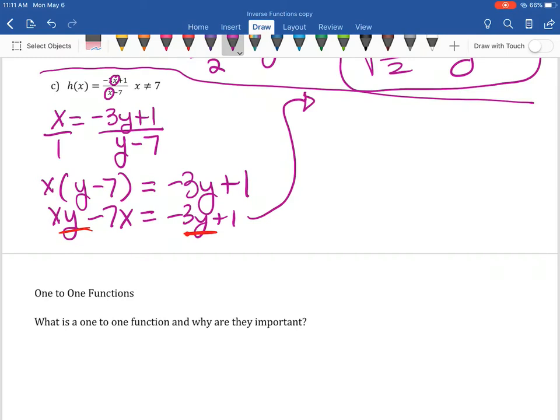So I'm going to add 3y to both sides. And I'm going to add 7x to both sides. And that way, I have everything that has a y in it on one side. So here are my y's. It's all on one side. And anything that doesn't have a y in it on the other side. Now that really helps us because now what I can do to isolate the y is factor out a y.